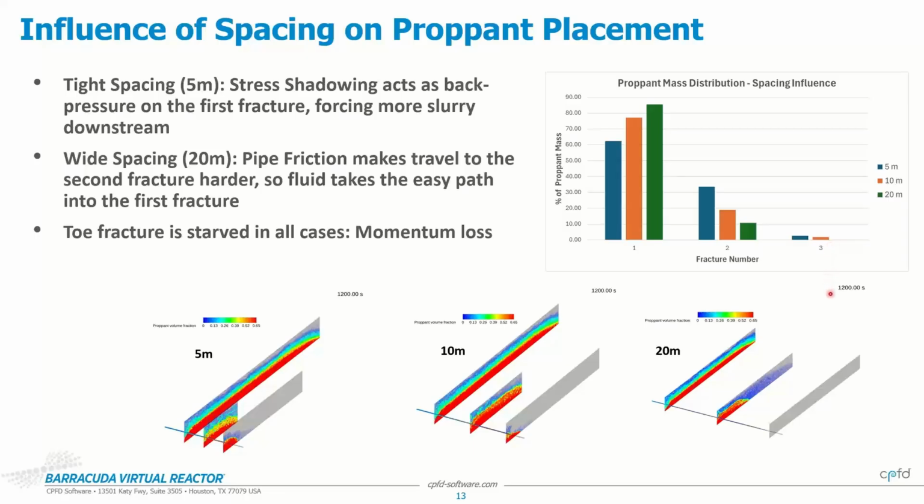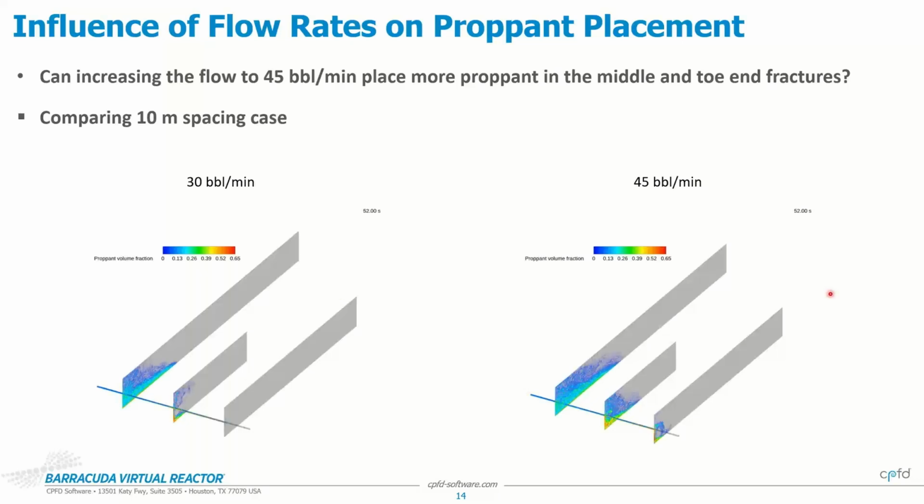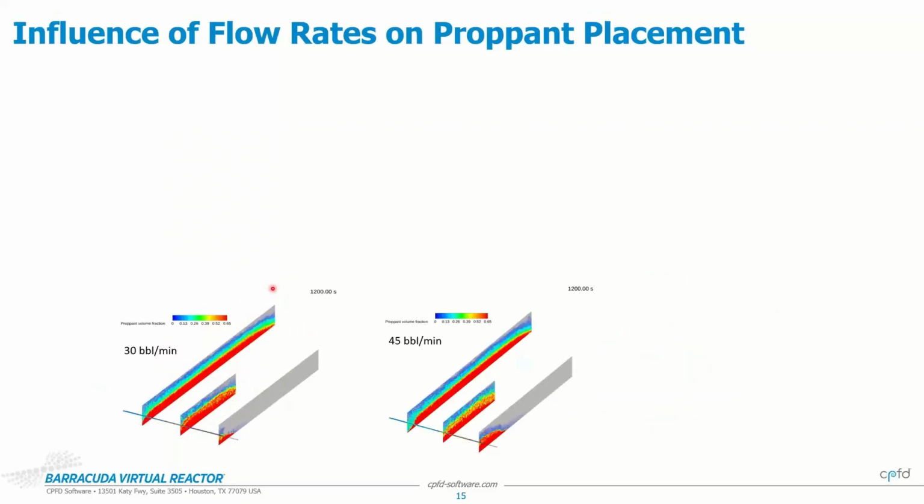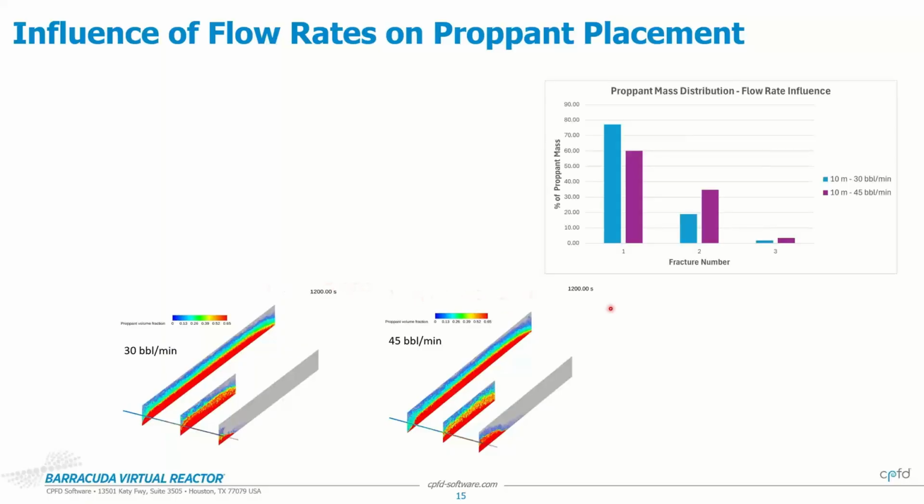Okay, so can we mitigate this or change some of this behavior if we increase the pumping rate, which is what we try to do in this particular case. Again, I'm showing the 10-meter spacing case down here. This is 30 barrels per minute and 45 barrels per minute. Again, I have a video playing down here. So visually as well, we can see that more proppant is getting into the third fracture for the 45 case compared to the 30 case. And we can quantify this as well, right? The same way we've quantified it for the other case.